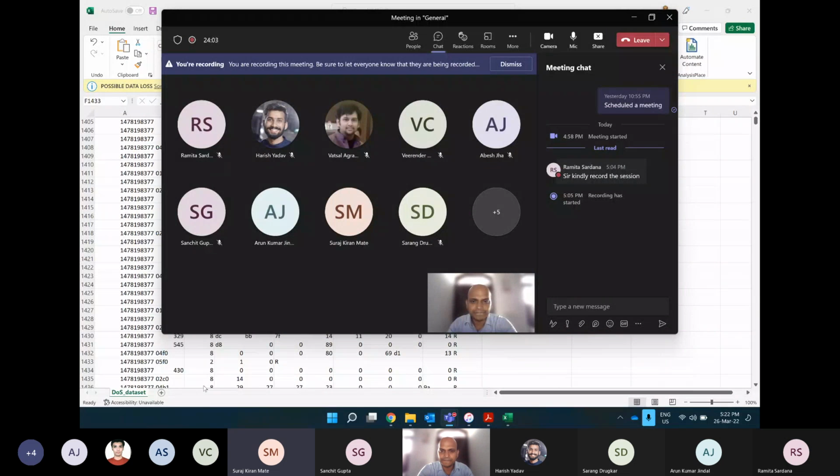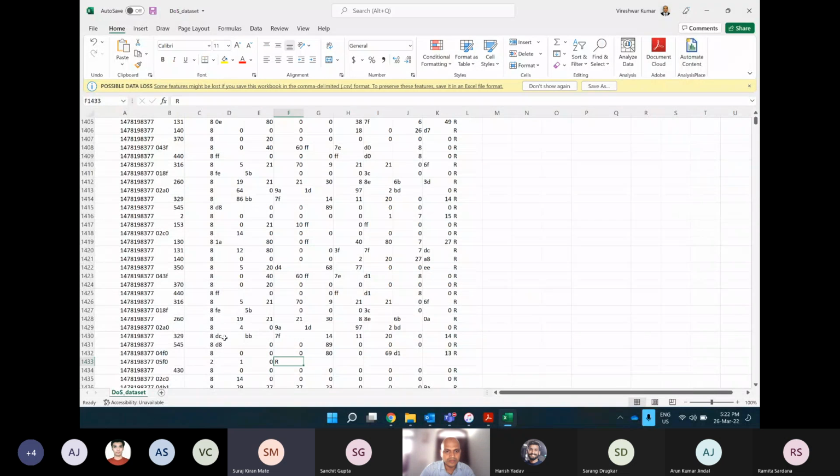Sir, in this 1433rd row, the classification means we are classifying it in R and T. Here the R is not in the proper column. It should be in the last column. So we will have to at least drop such rows. No. You have to use that data. It's just a way of parsing.